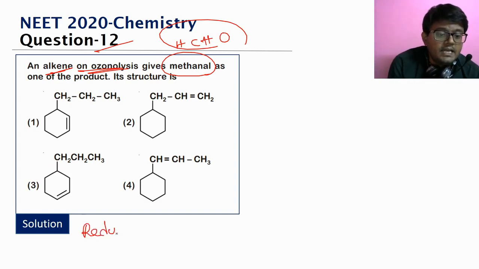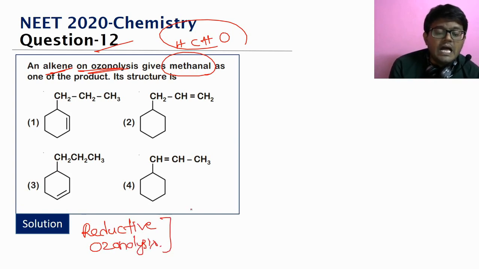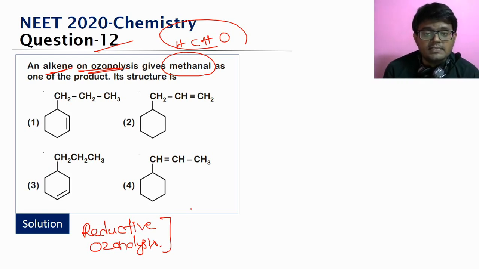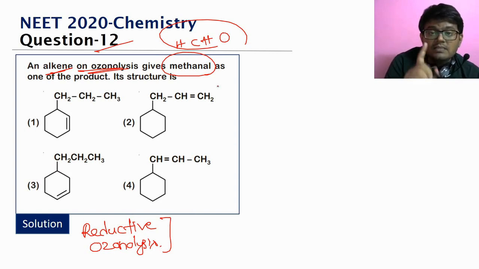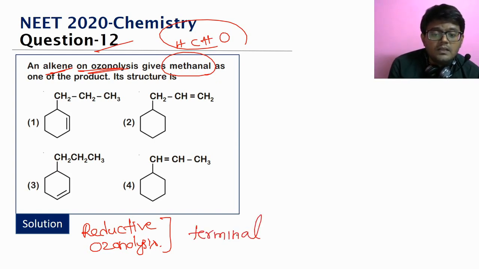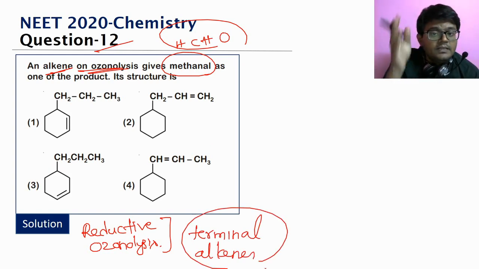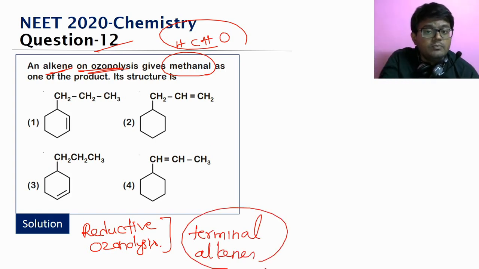It is the reductive ozonolysis. So when we have reductive ozonolysis, what will be the products? Aldehydes or ketones. Now, if you want to get methanal as a product, then we must have a terminal alkene. Only a terminal alkene is going to give us methanal.